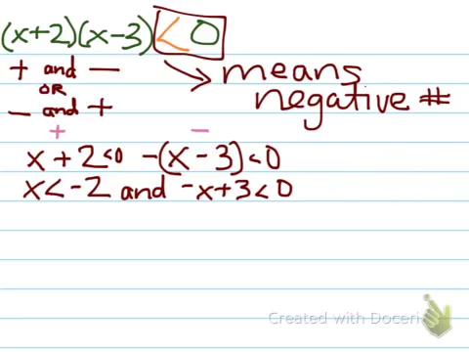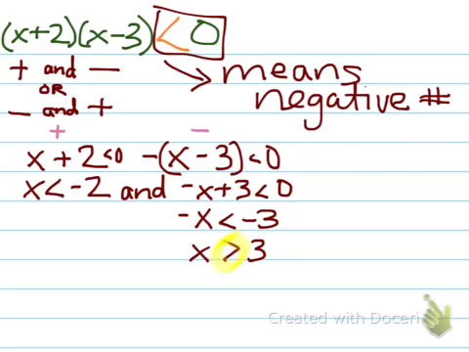We need to continue solving. We'll subtract 3 from both sides. So we get -x is less than -3. And then the last step, we need to divide both sides by -1. Remember, when you divide by a negative number, you have to switch your inequality. So we get x is greater than 3. Remember, we switched the sign from less than to greater than because we divided by a negative number.